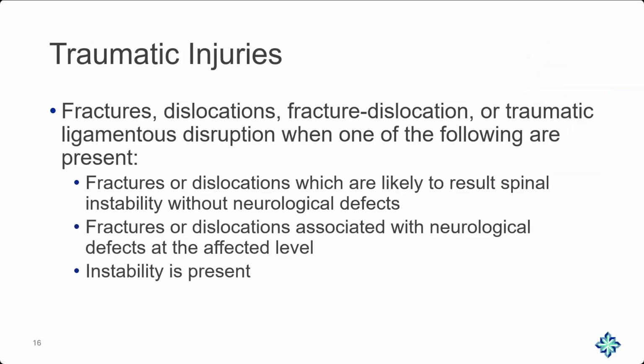Traumatic injuries include fractures, dislocation, fracture dislocation, traumatic ligamentitis, disruption of one or more of the following. Again, this is not an "all," it's one of the following being met. So the fractures or dislocations which are likely to result in spinal instability, fractures or dislocations which are already associated with neurological deficits, and instability of the spine.